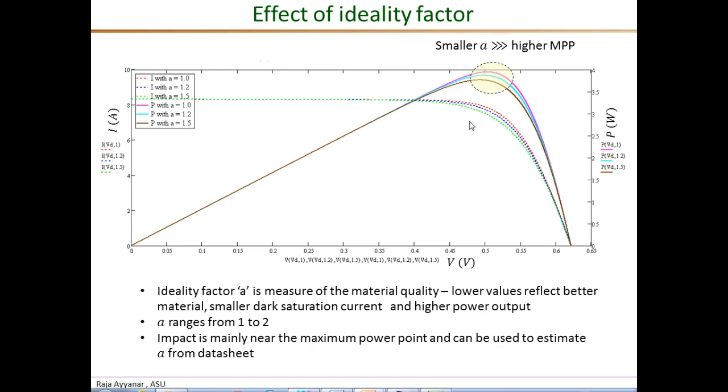So by matching the PV curves obtained from this equation or from our PV cell model, comparing that with the measured PV curves near the maximum power point, we can extract the value of this ideality factor A. Just as the slope near the open circuit voltage is used to estimate the series resistance, and the slope of the IV curve near the short circuit current gives us the value of the shunt resistance, similarly, we can use the curves at the maximum power point to estimate the value of factor A.